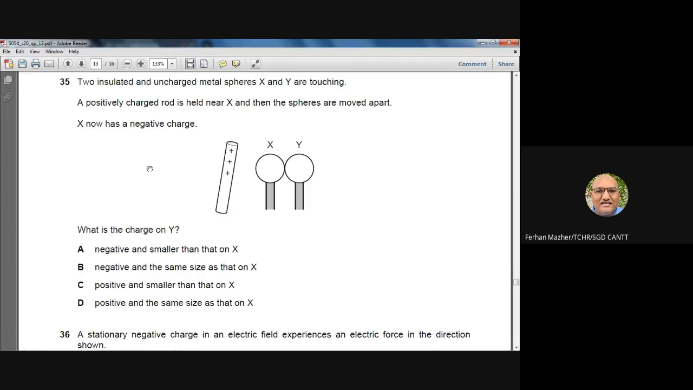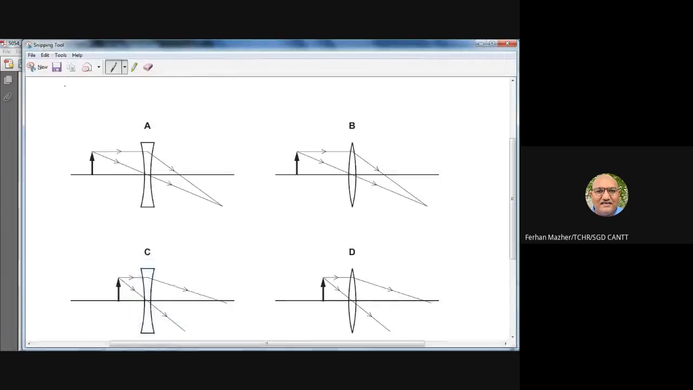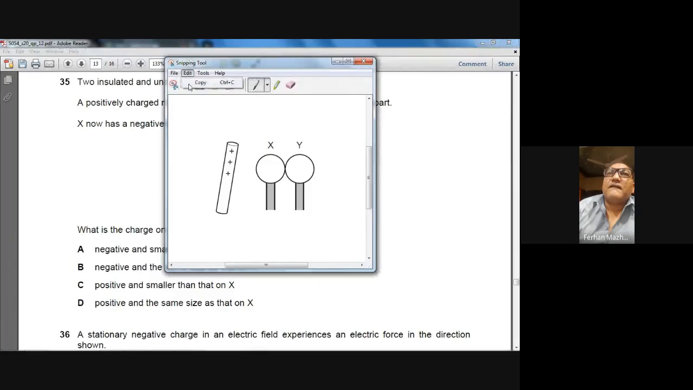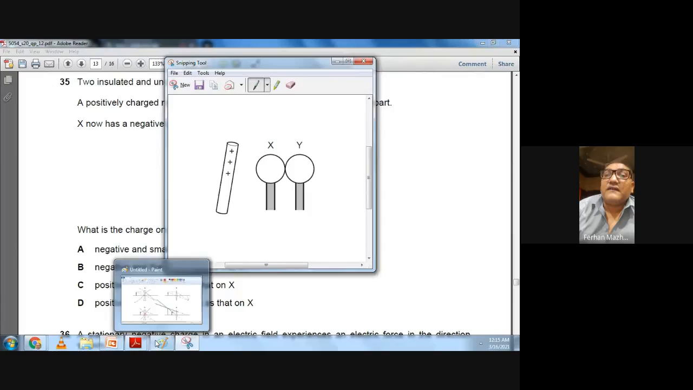Two insulated and uncharged metal spheres X and Y are touching. A positively charged rod is held near X and then the spheres are moved apart. X now has a negative charge. What is the charge on Y? You see, when you bring this positive charge, let me show you how this works. Let me take it into the paint.